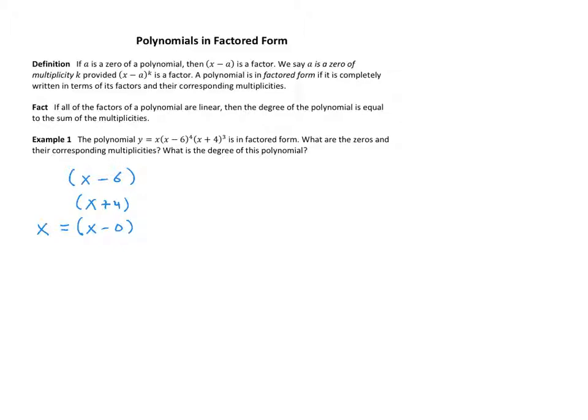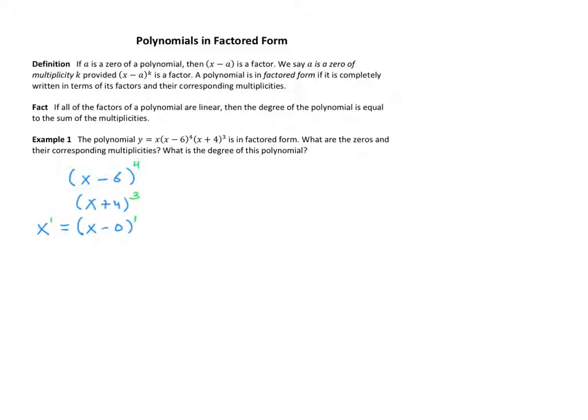Now the corresponding multiplicities would be 4, 3, and 1. We don't write the 1, but it's definitely implied. So these are the 3 factors, and these are the corresponding multiplicities. So all the multiplicity says is you have x minus 6, but it's being multiplied in 4 times. Here you have x plus 4, but it's being multiplied in 3 times. Here you have x, but it only appears once.